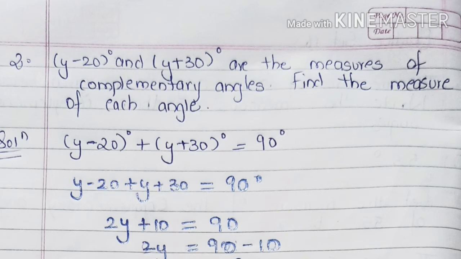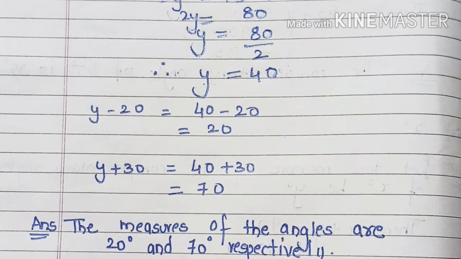y minus 20 plus y plus 30 is equal to 90. Now we'll solve the equation. Here you can see 2y. So y plus y is 2y, minus 20 plus 30 gives us plus 10. So 2y plus 10 is equal to 90. 2y is equal to 90 minus 10. Therefore 2y is equal to 80. Now we find the value of y. Therefore y is equal to 80 divided by 2. So the answer is 40.